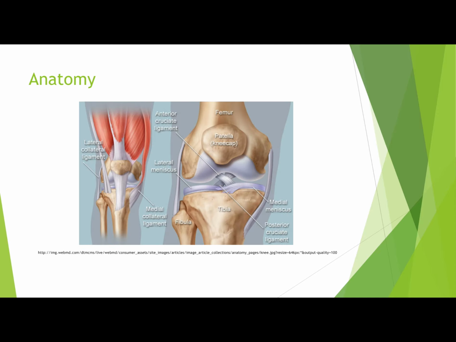Here is a diagram that shows the fundamental anatomy of the knee. The femur, patella, tibia, and fibula are the bones that make up the knee and will be captured on a knee radiograph.